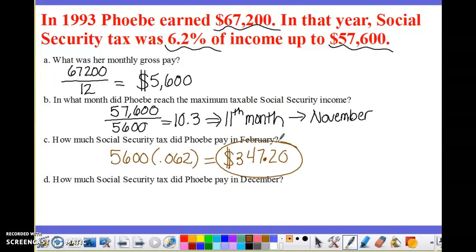The next question is a good one, maybe one that makes you think just a smidge. How much Social Security tax did Phoebe pay in December? We know she reached her maximum in November, so she's paid what she had to up to the max. That means in December, she's not going to be paying any Social Security tax. She's already hit the max in November, so she has nothing left to pay.